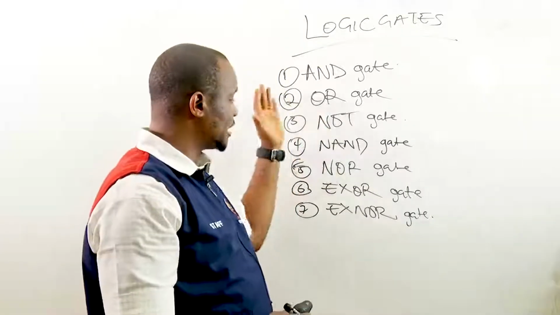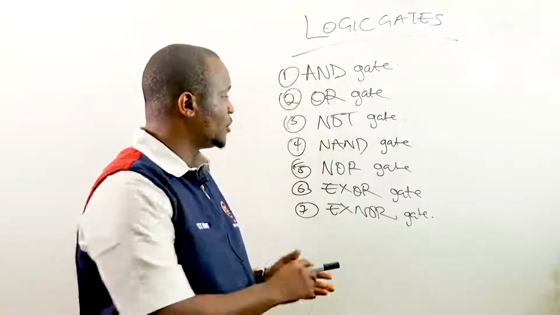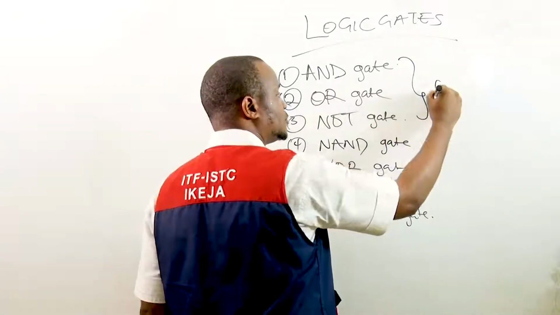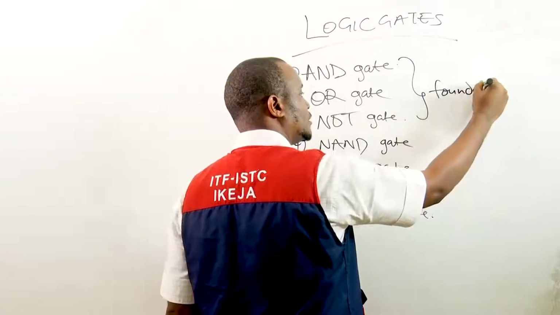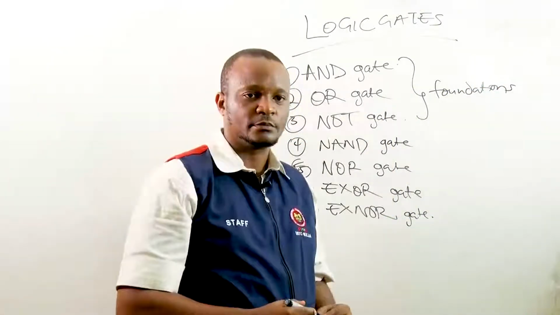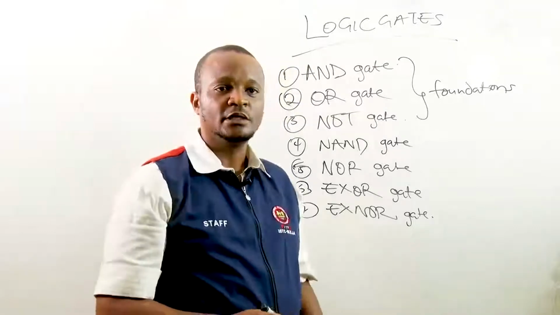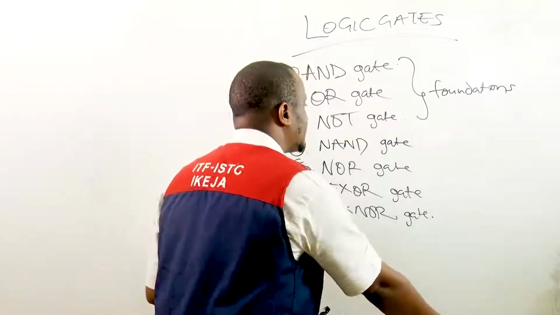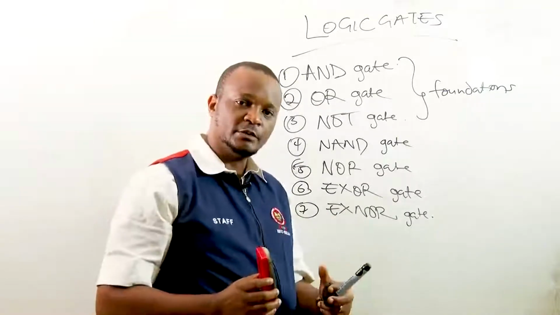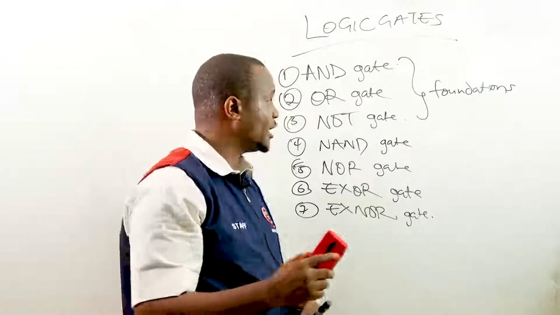So these types of gates are derived from the AND, the OR. You can see that from these 3, these are the foundation. Okay? These are the foundations from which all these spring out. Now we're going to see how these gates are drawn. They have inputs and have one output. We have just one output.